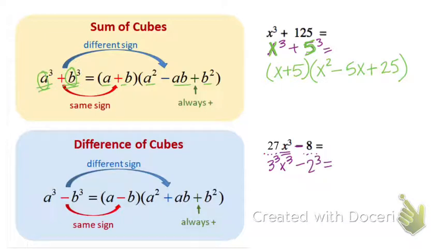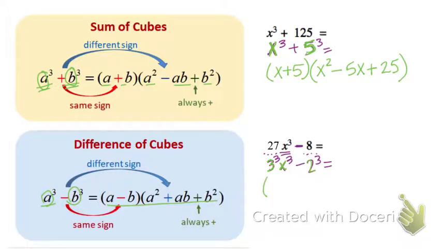So again, we're going to substitute it into this format. We need to know what A is and B is. And again, pay attention to where you should have a plus sign and a minus sign. In this problem, A is the 3 that's being cubed and an X. So A is 3X and B is 2. So let's substitute 3X and 2 into this format.